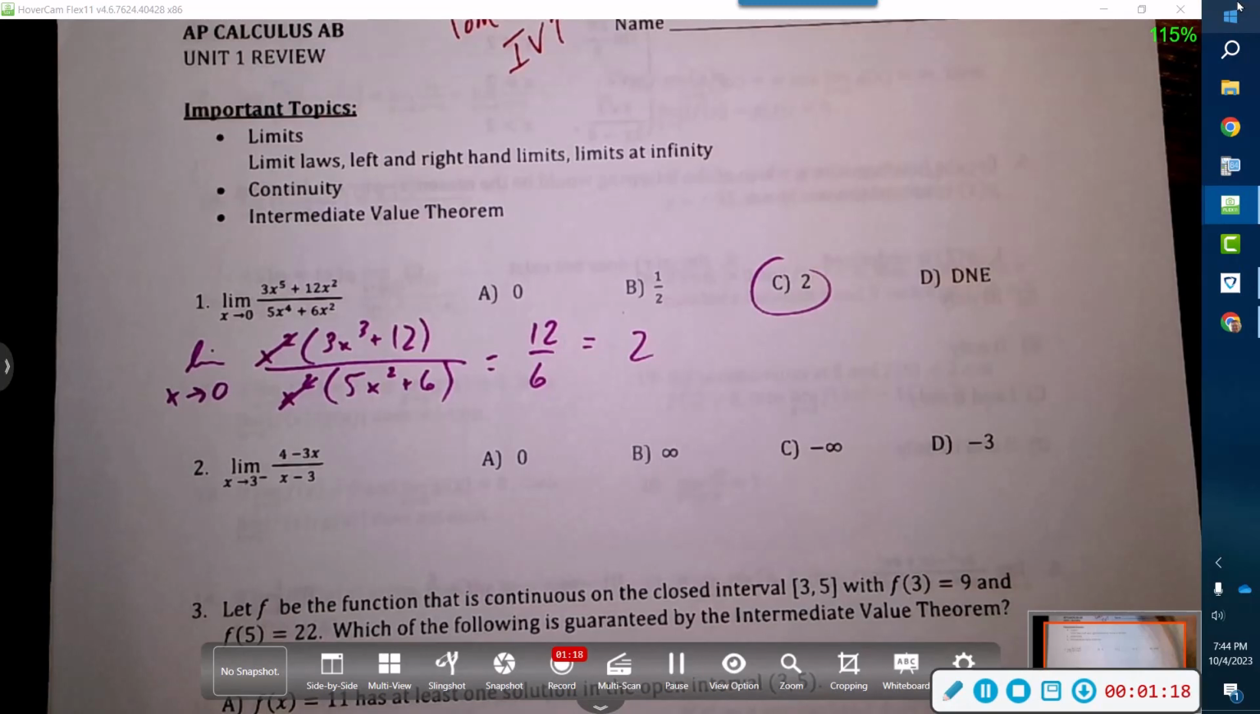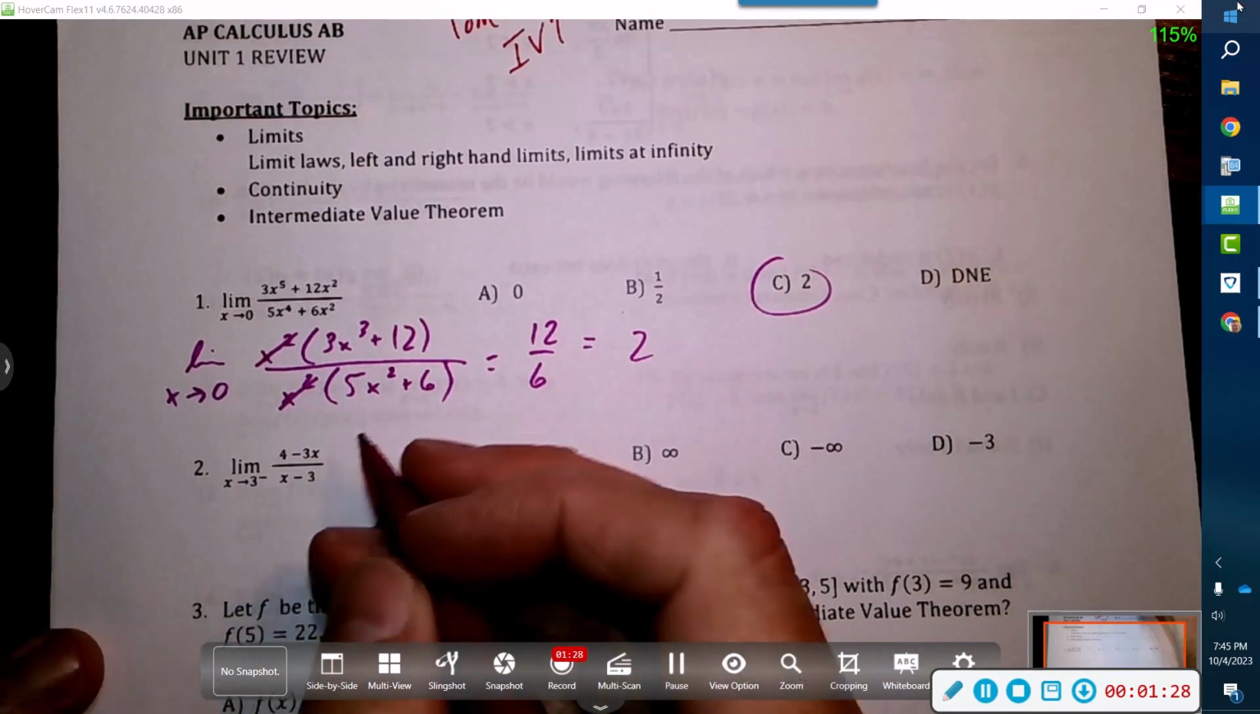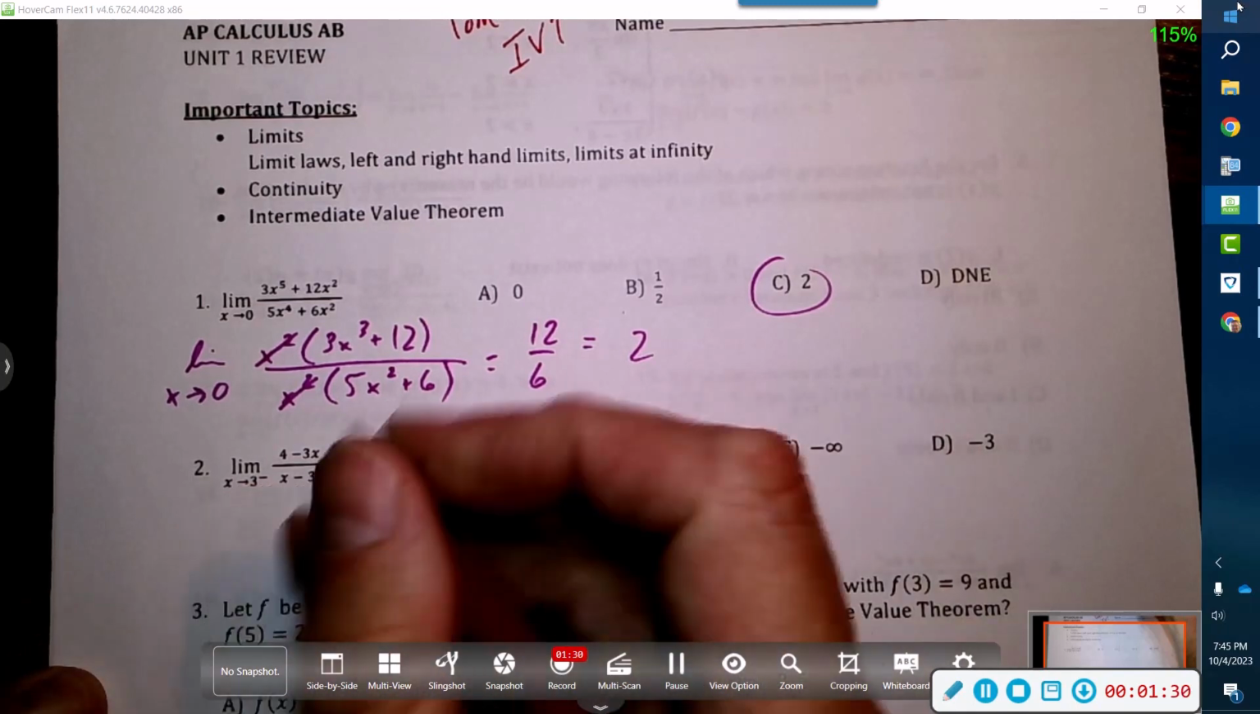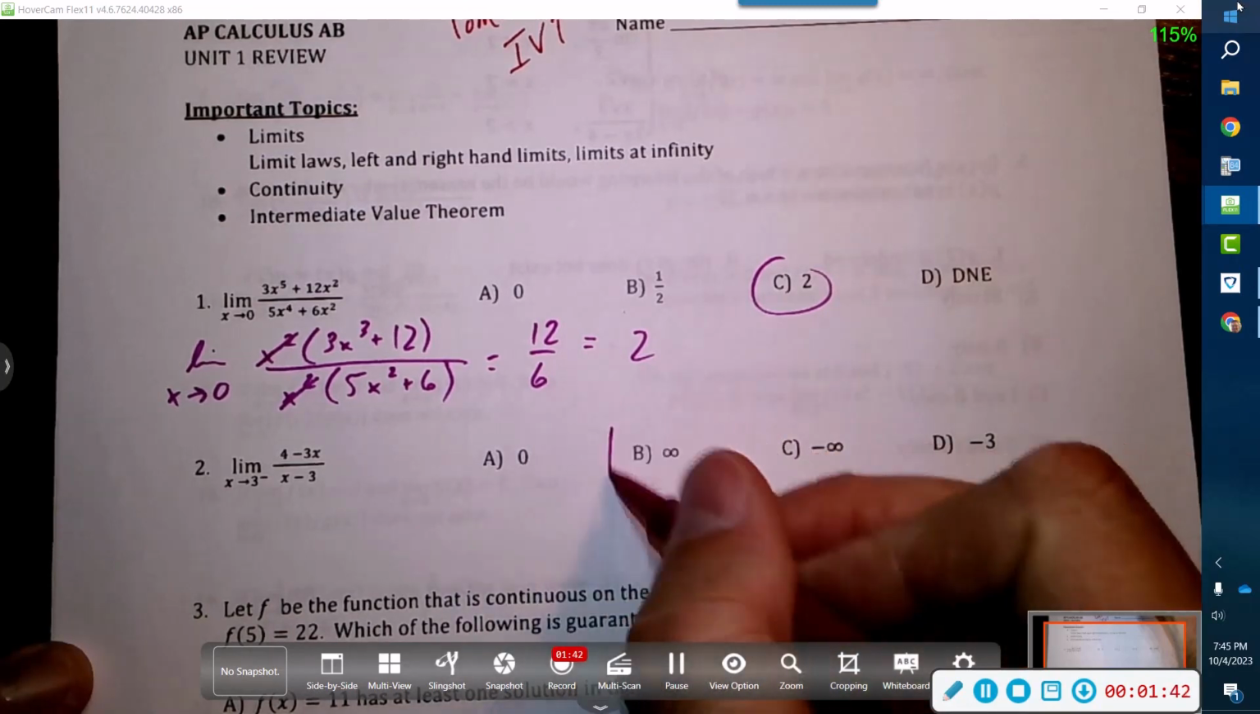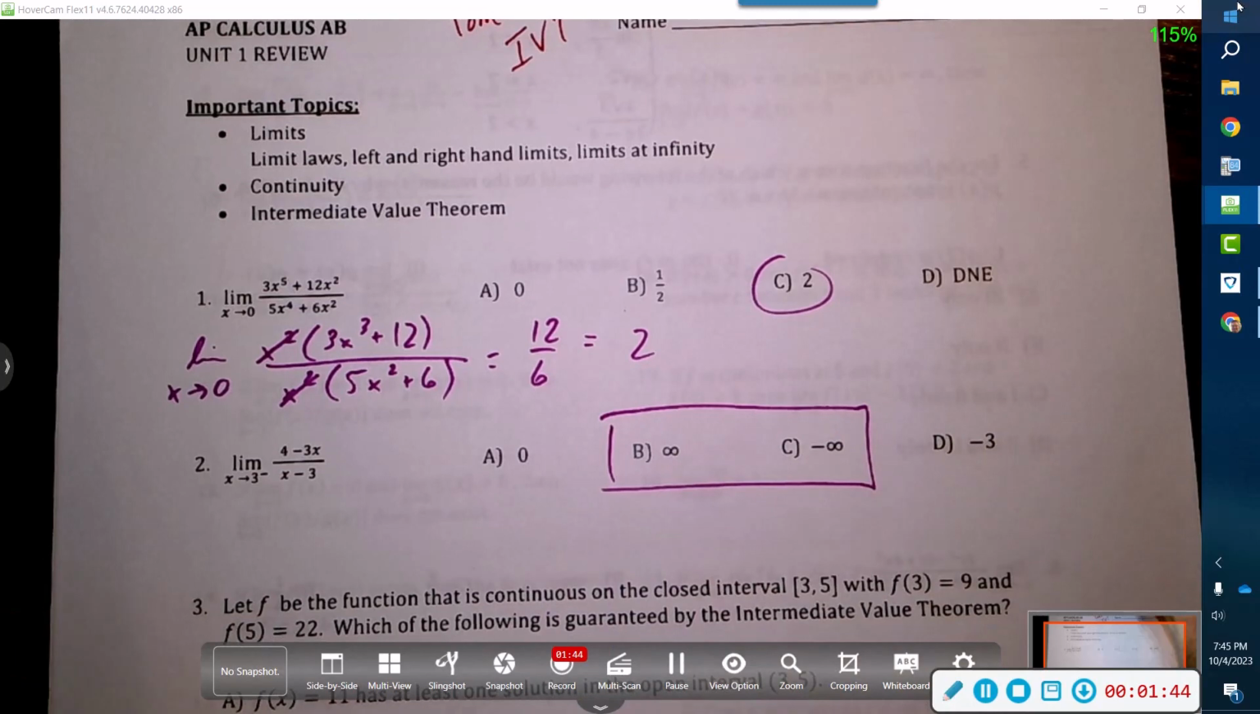The next one. Now, we can't factor out anything there that I see. We're going x minus 3. You can't really do anything there. This guy has an asymptote, so nothing was factored out. So all we can really do at this point is think to ourselves, okay, he's going to infinity or negative infinity for sure. So we just have to figure out which one it is.